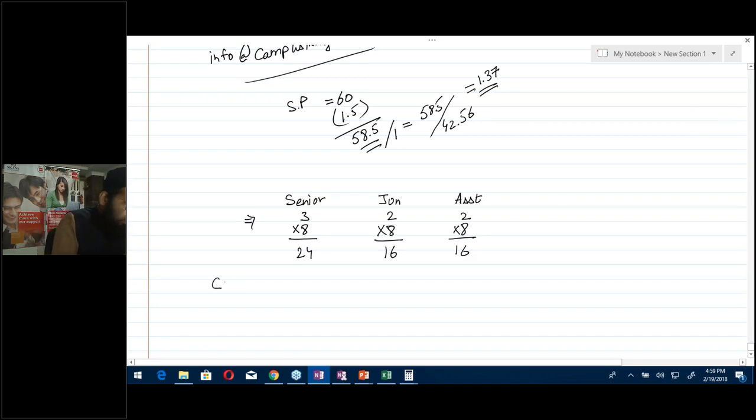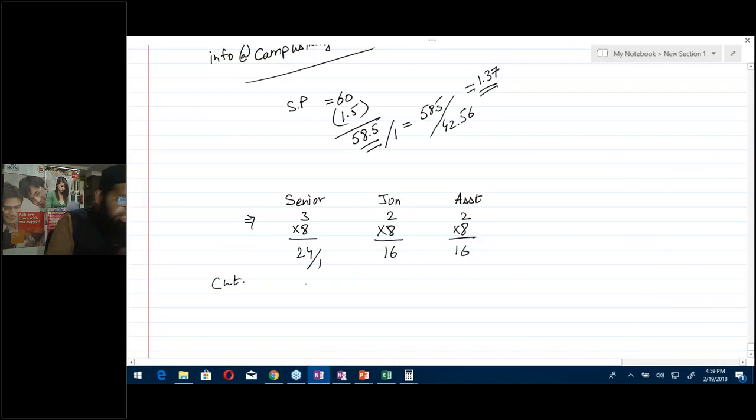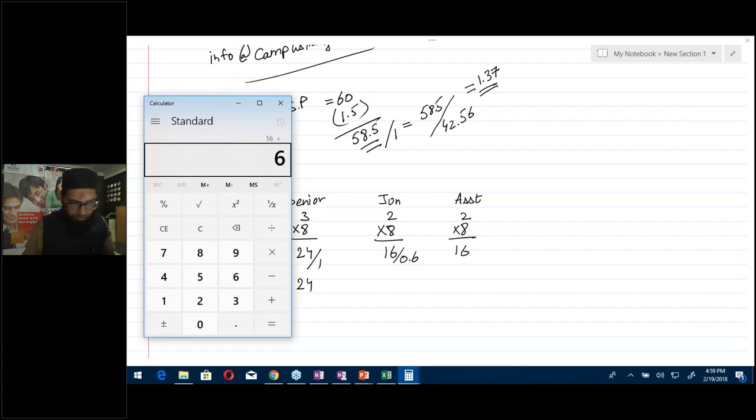Now, if I calculate for cut, a senior stylist took 1 hour each day. That means senior stylists can perform 24 cuts. Now, a junior stylist took 0.6. So if I divide it by 0.6, how much? It will be 16 by 0.6. It will be 26.67.